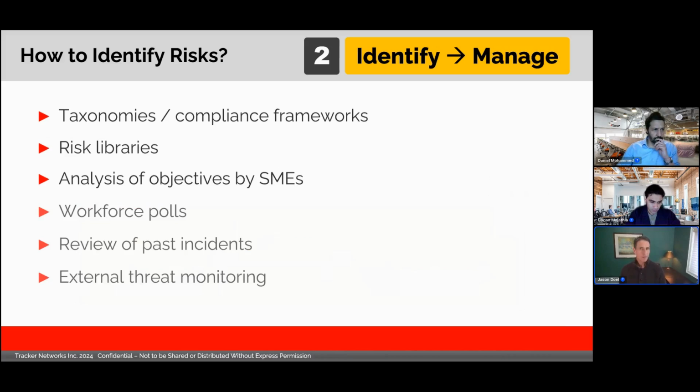And finally, some of the other methods that organizations use to identify risks include polling their workforce, looking at past incidents that have actually occurred, and subscribing to external threat monitoring services.